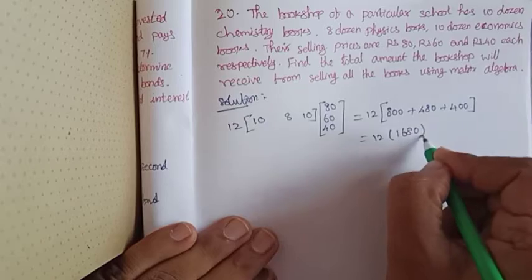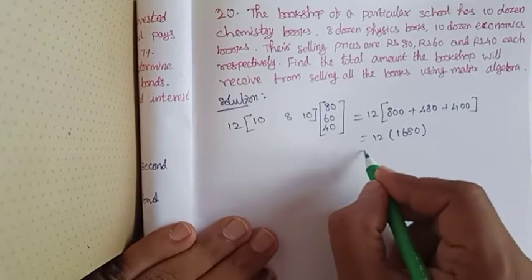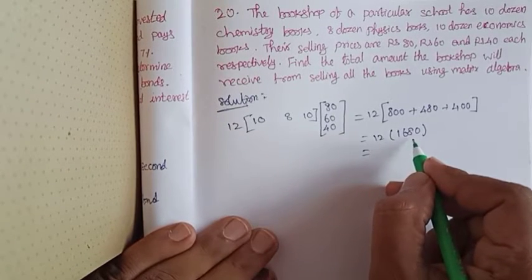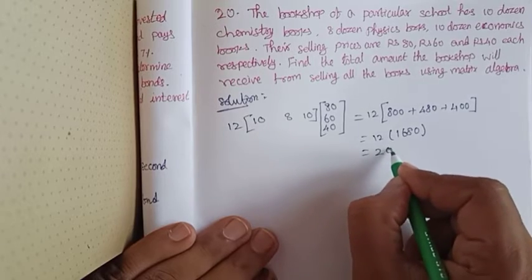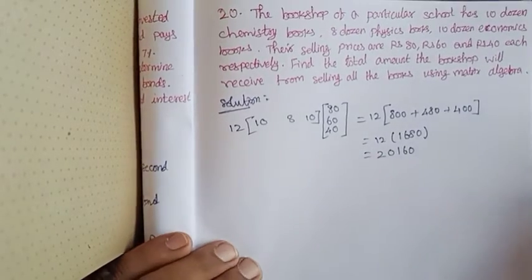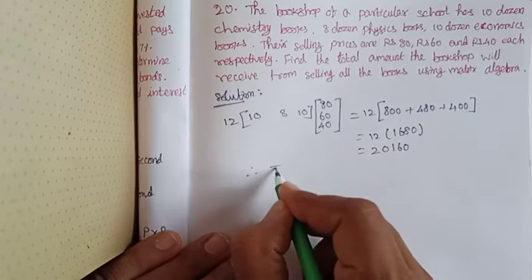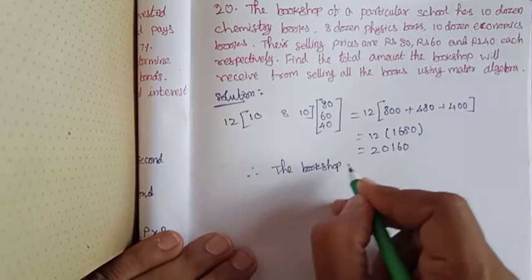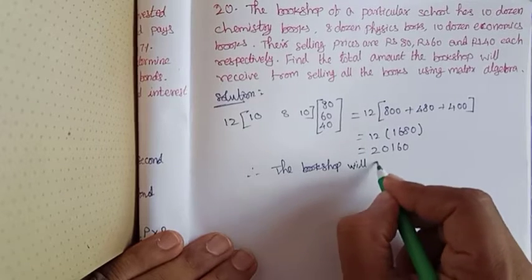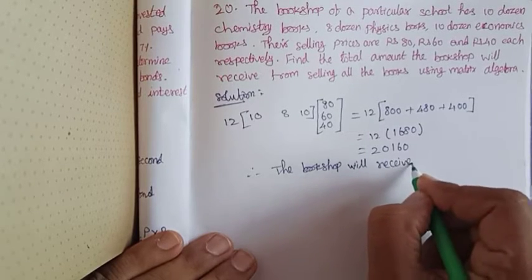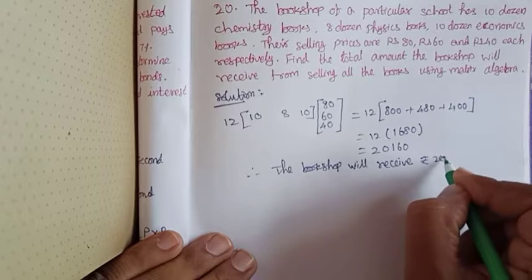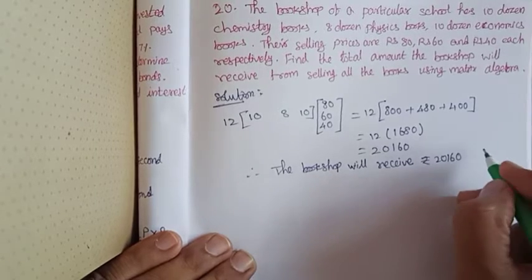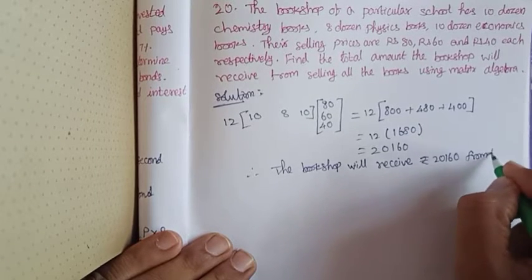So we multiply 12 into 1680 and we get 20,160. Therefore, the bookshop will receive rupees 20,160 from the sale.